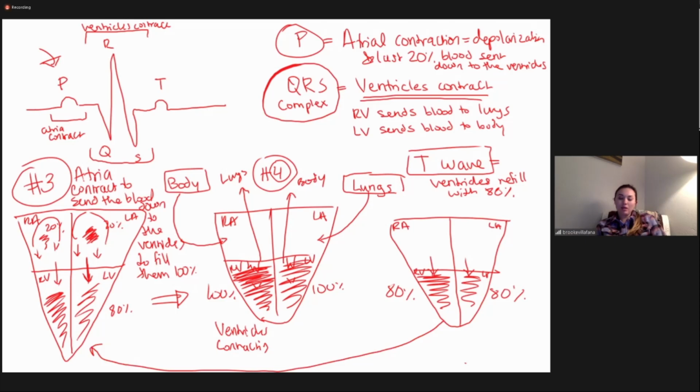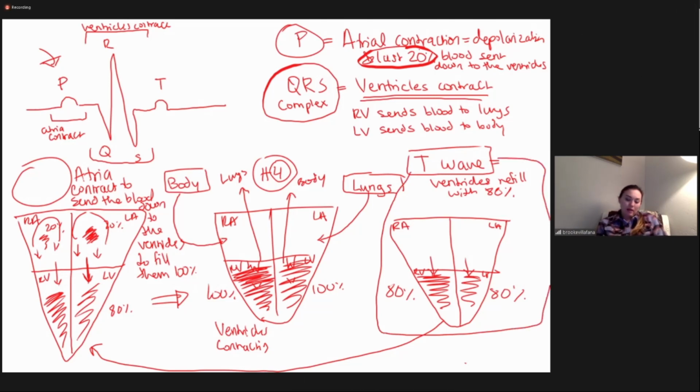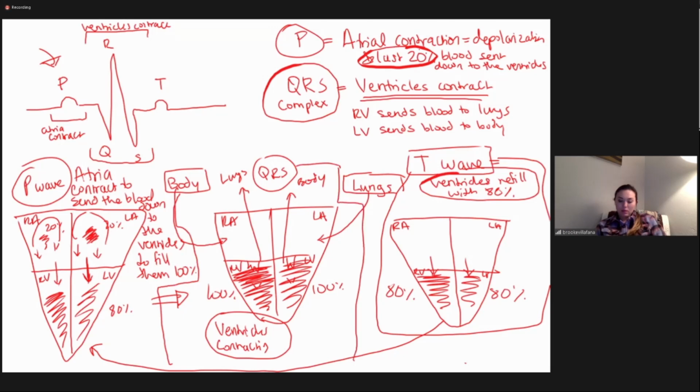Does that make sense? So in the P wave, right, the last 20% of blood is sent down to the ventricles. 80% got down here. And then when we get over to the P wave, the last 20% is sent down. And again, this would be the QRS right here when those ventricles are contracting. Okay? P wave, the atria contract, sending the last little bit of blood. QRS, the ventricles are contracting. And then during the T wave, the ventricles refill with that 80% of blood. Okay, all right, so any questions there?